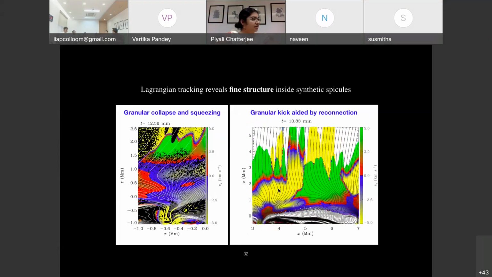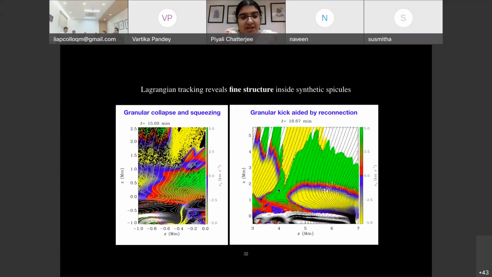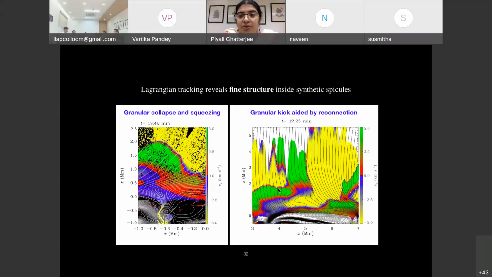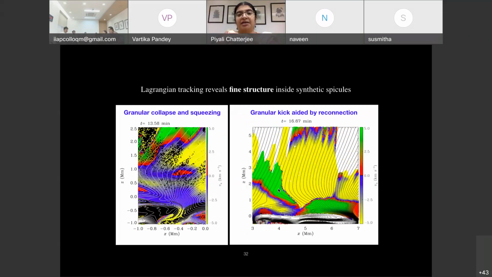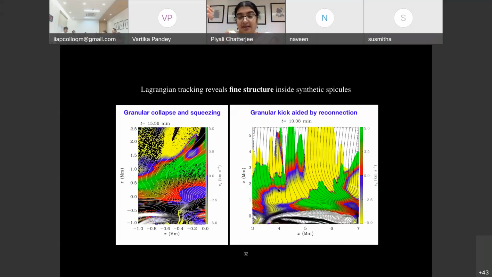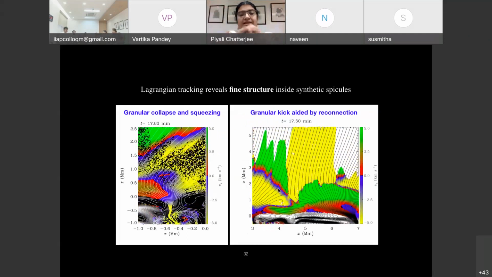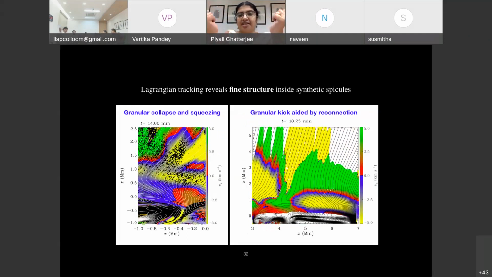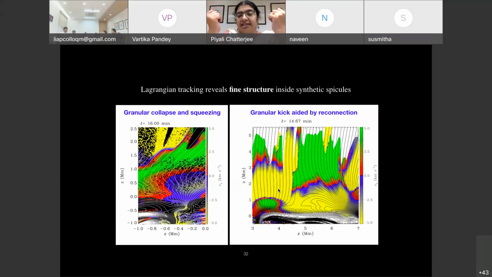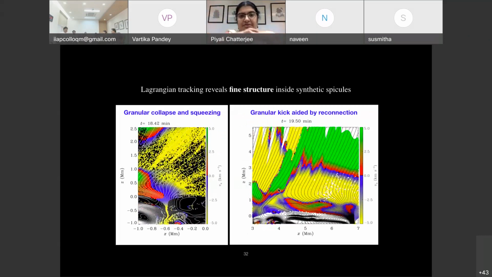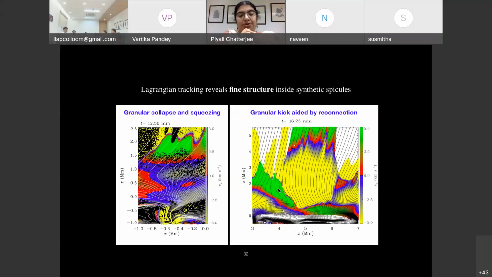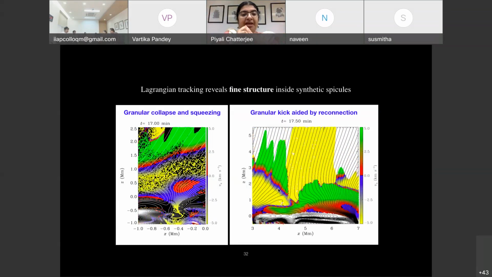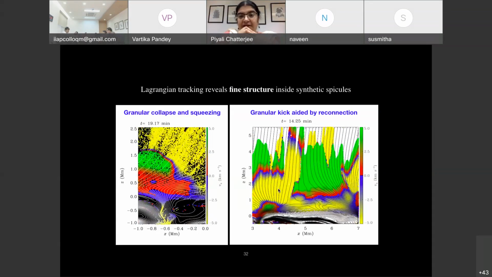So now, so basically in our model, we see spicules which have a distribution of heights, lower as well as higher, larger heights. And we find that there are two different mechanisms which arise from the solar convection that can give rise to these long and short spicules. The shorter spicules are the ones formed by a mechanism known as granular collapse and squeezing.